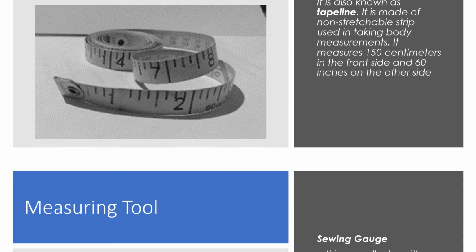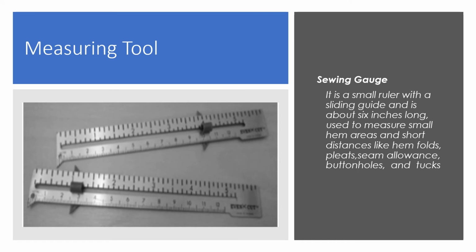Number 2 measuring tool is a sewing gauge. It is a small ruler with a sliding guide and is about 6 inches long, used to measure small hem areas and short distances like hem folds, pleats, seam allowance, buttonholes, and tucks.